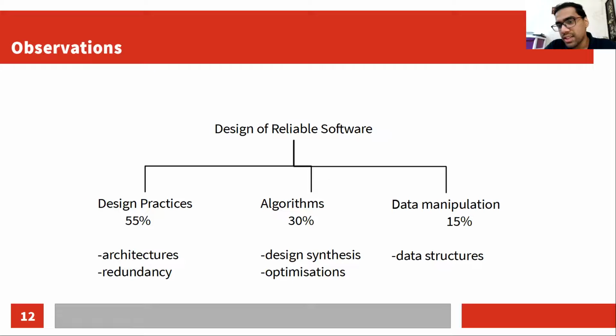And when you synthesize many software designs, then you can make a correct choice based on their fault tolerance. And lastly, 15% talk about data manipulation. Here they were talking about the code that they were doing. They were using particular data formats, particular data structures. These structures they were purposely using in their programming so that the software could be designed to be reliable.